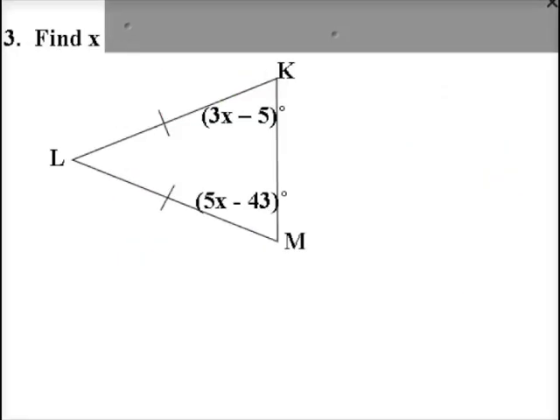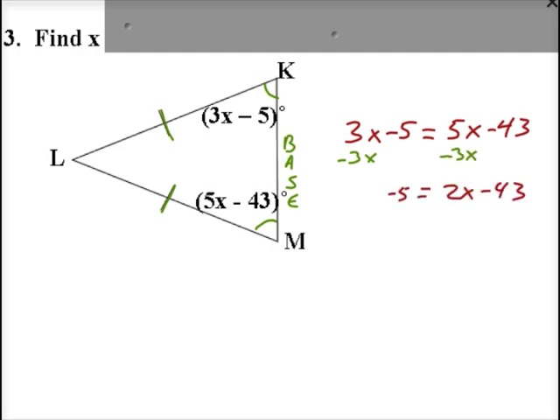Here we have one more problem dealing with the base angles in an isosceles triangle. I know it's isosceles because these little congruence marks exist. With isosceles triangles, base angles are congruent. Those are the base angles because that third side would be the base. And so since base angles are congruent, I know that those angles must equal each other. 3x minus 5 must equal 5x minus 43. So then let's solve for x. I'll subtract 3x from both sides, add 43 to both sides, and lastly divide by 2 on both sides.